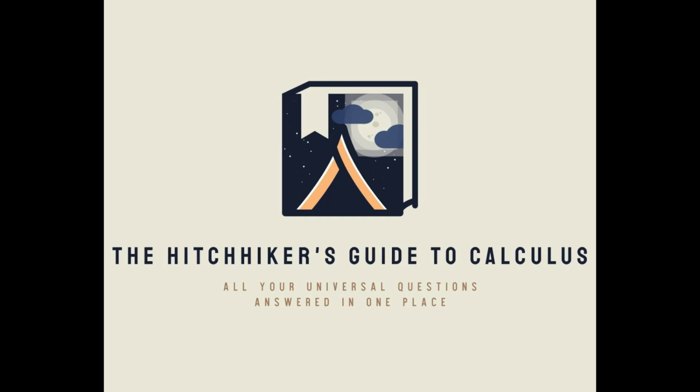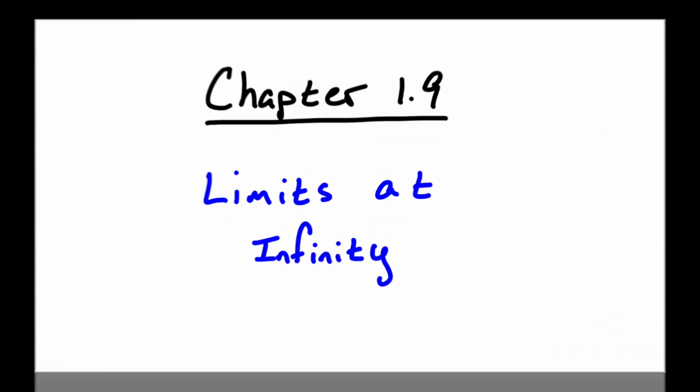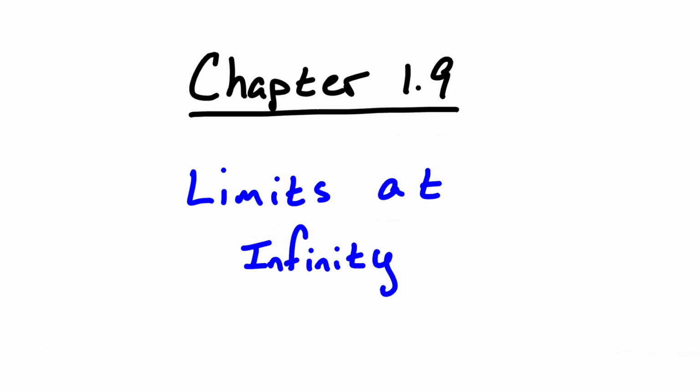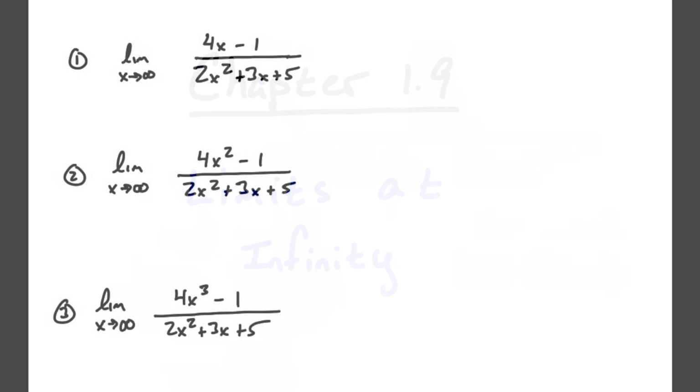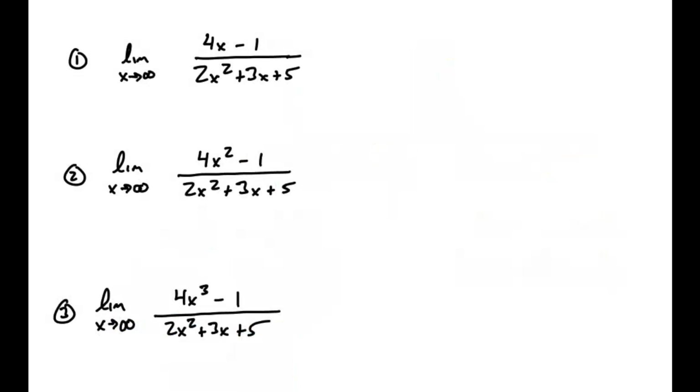My name's Kevin, and I'll be your guide to Chapter 1.9, Limits at Infinity. To investigate this, we're going to take a look at three separate limits as x approaches infinity. To do it, all we really need to do is compare the numerator and the denominator of each rational function. You'll notice they're all very similar. The only major difference between all three examples is the degree of the numerator and denominator in each situation. Well, let's take a look at the first one.